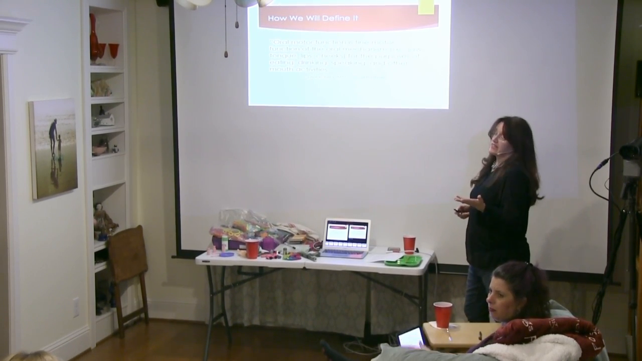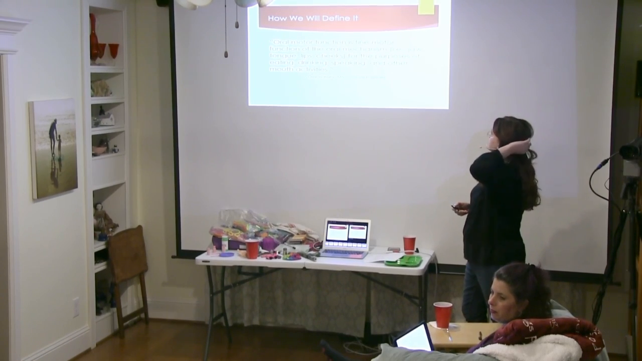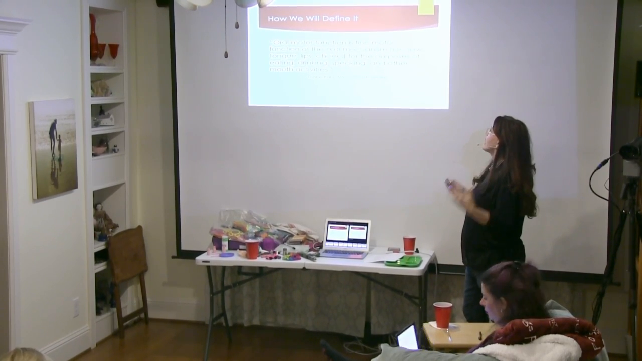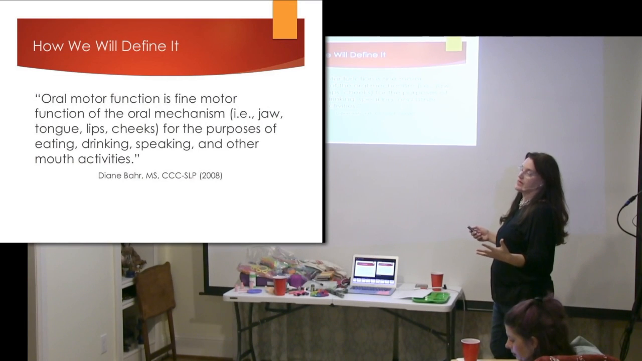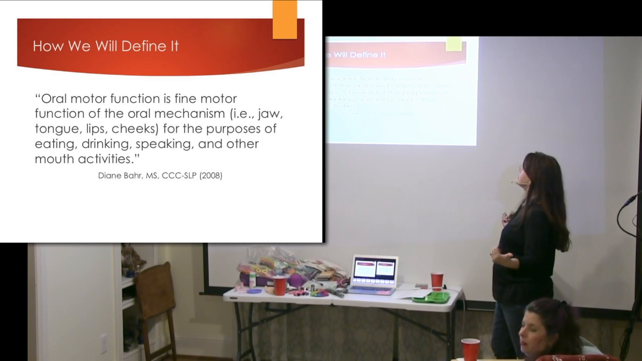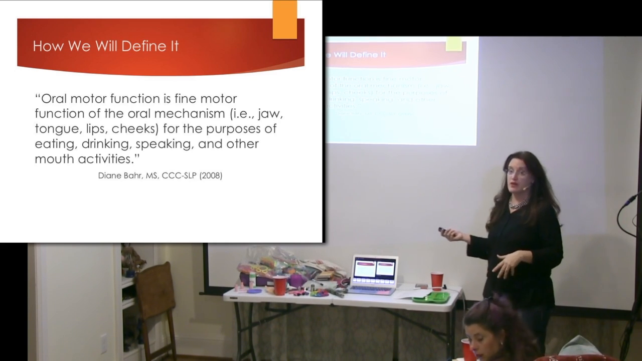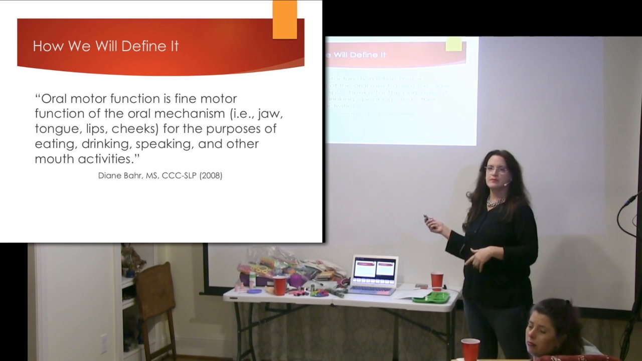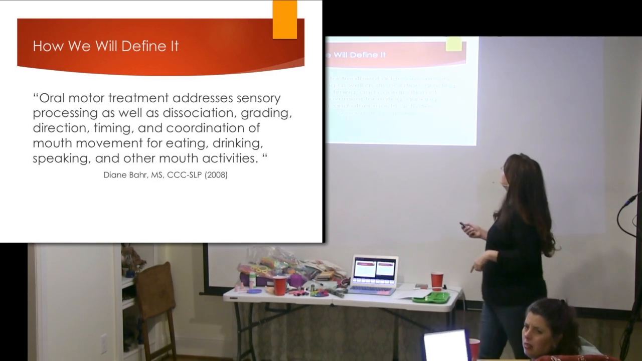We're going to take Diane Barr's definition for the purpose of what I'm teaching you. An oral motor function is fine motor function of the oral mechanism: jaw, tongue, lips, cheeks, for the purposes of doing our daily activities, eating, drinking, speaking, and other mouth activities. I think maybe that's kissing.